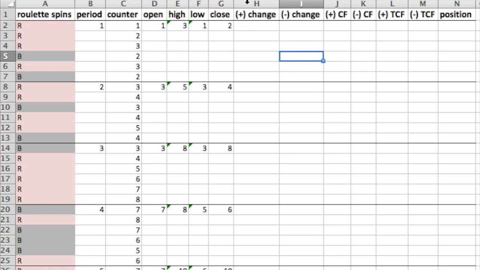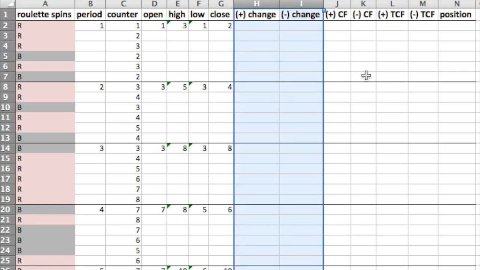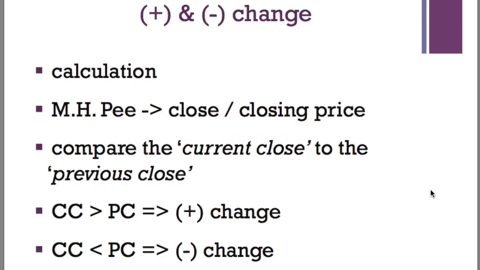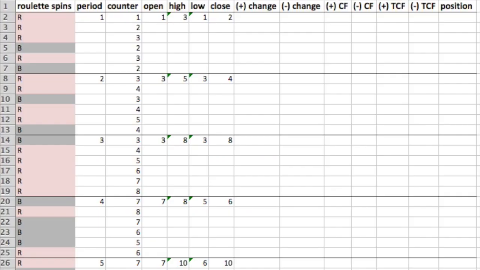So now we need to calculate the plus change and the minus change. So here at the calculation for MHP, the close or the closing price was the most important. So you need to compare the current close to the previous close. If the current close is higher than the previous close, then there is a plus change. If the current close is lower than the previous close, then it's a minus change, right?